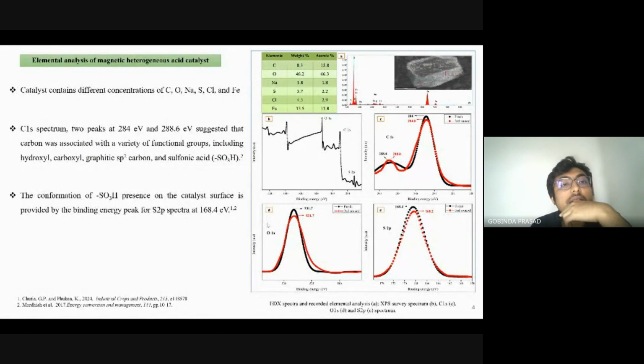The elemental analysis of the magnetic heterogeneous acid catalyst was conducted to determine the concentrations of different elements. Similarly, the XPS spectrum was also recorded. In the C1s spectrum, 2 peaks were observed at 284 electron volt and 288.6 electron volt, which suggested that the carbon was associated with a variety of functional groups, including hydroxyl, carboxyl, graphitic sp2 carbon, and sulfonic acid groups. The presence of sulfonic acid groups on the catalyst surface is verified by the binding energy peak for the sulfur 2p spectra at 168.4 electron volt.